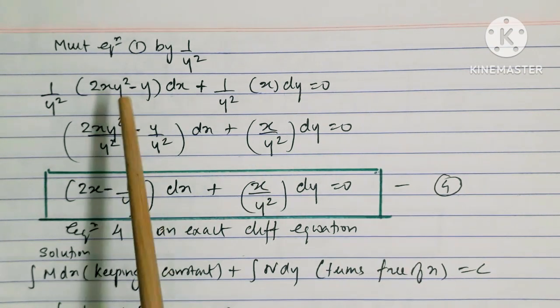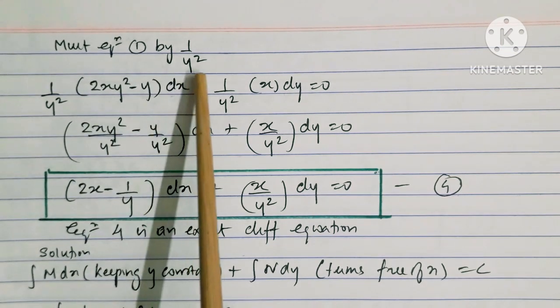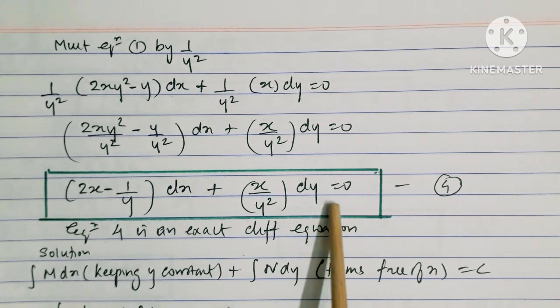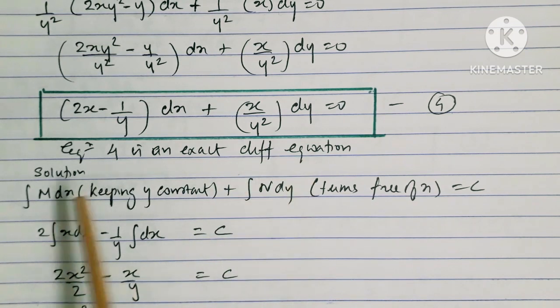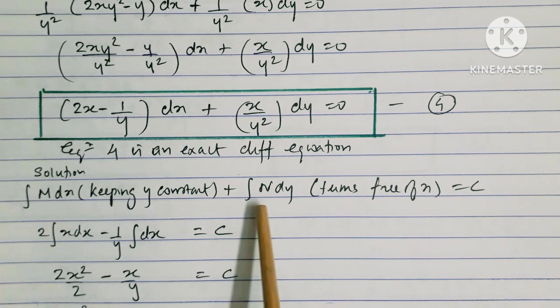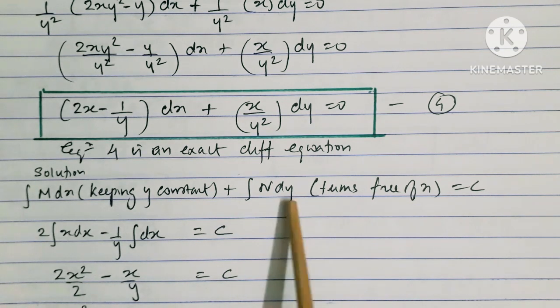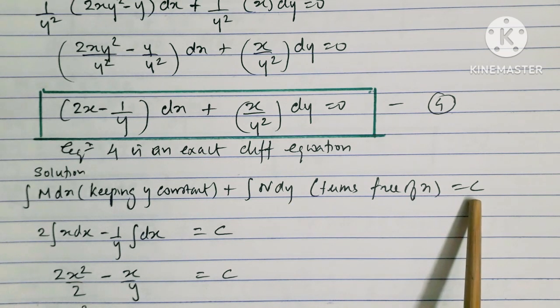Now, equation 4 is obtained by multiplying equation 1 by the integrating factor 1 upon y square. Therefore, the equation 4 is an exact differential equation. And the solution to the exact differential equation is integral m dx keeping y as constant plus integral n dy and integrating only those terms from n which are free of x is equal to some constant c.